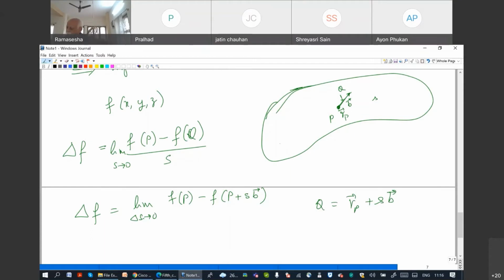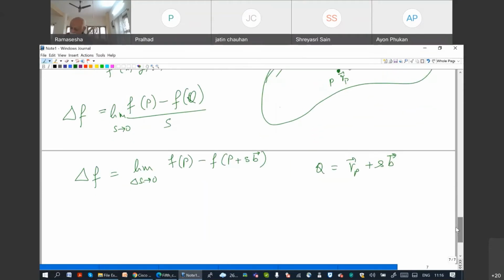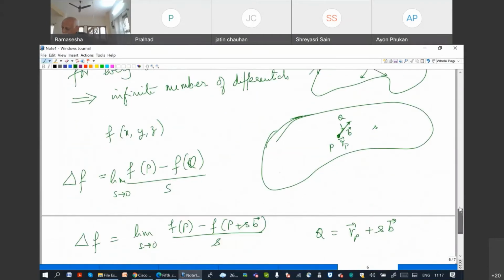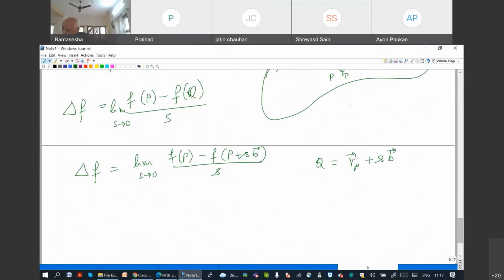Any questions so far? Divided by S. Why do we divide by S? Because there's a differential, isn't it? How much further you have gone away from the point. See, the position vector Q is given by position vector RP plus S times B, right? So you want that position vector point Q to be approaching point P, right? And how does it approach the point P? As S tends to 0.